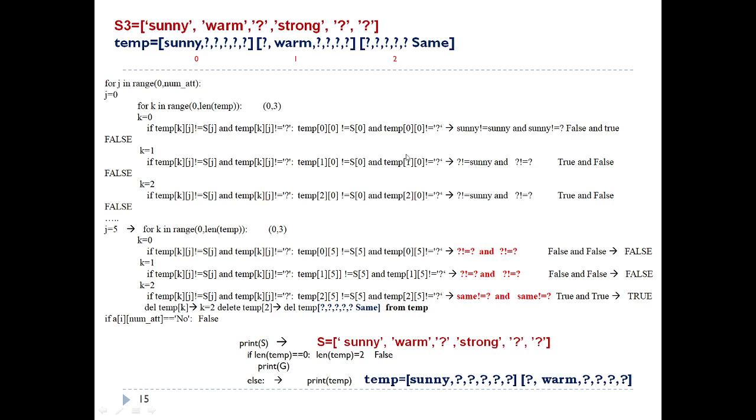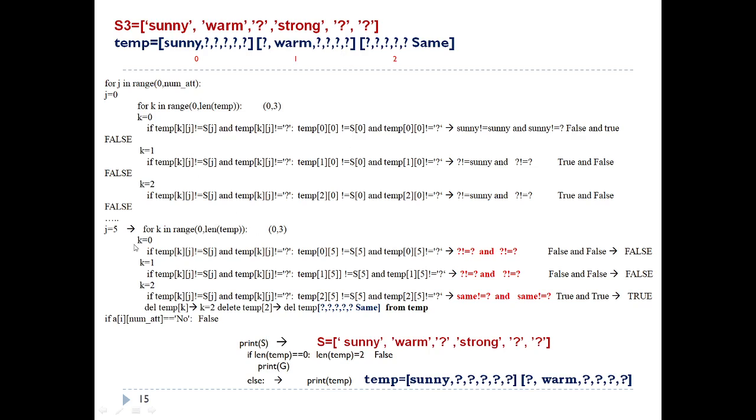And temp of 1 of 0 is not equal to question mark. Okay, so that is false. That is false. So here it is warm, right? The temp of 1 of 0 is nothing but warm. So it is false, so do nothing. Again like this we need to go through all the attributes.